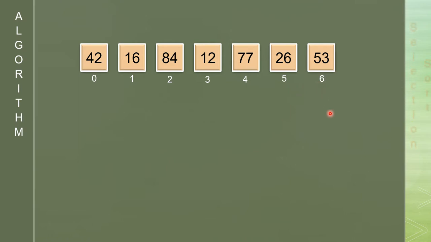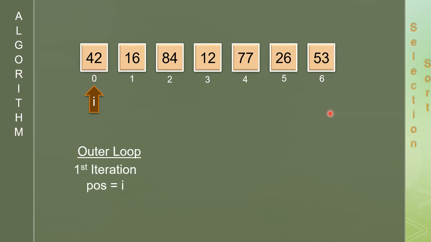Now you are going to find out a few things. First thing is you are going to define the outer loop, where you have the I value. The variable I will be pointing to 0, so that is the first element. Now you are going to see the outer loop. In the first iteration, you can see the position value which will be defined.